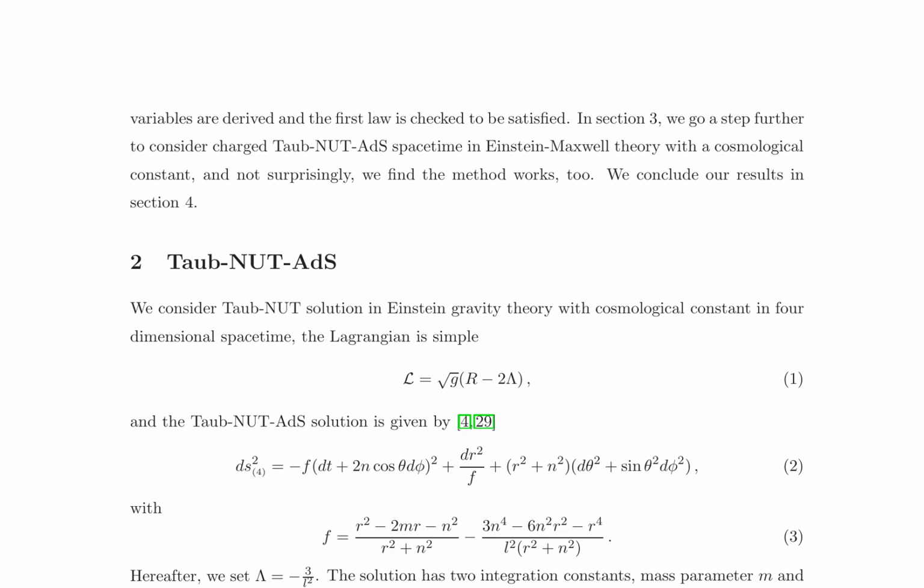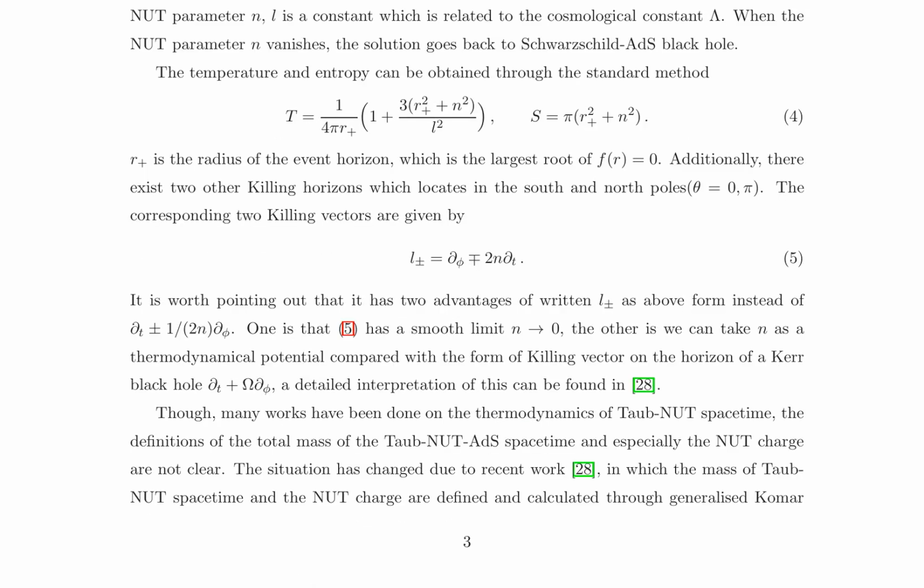The temperature and entropy of the black hole are calculated using the standard method, shown in equation 4. The solution has 2 integration constants, the mass parameter m and the nut parameter n. The authors highlight the importance of expressing the Killing vectors in the form of equation 5, which has a smooth limit when n approaches 0 and allows for a thermodynamical potential interpretation.